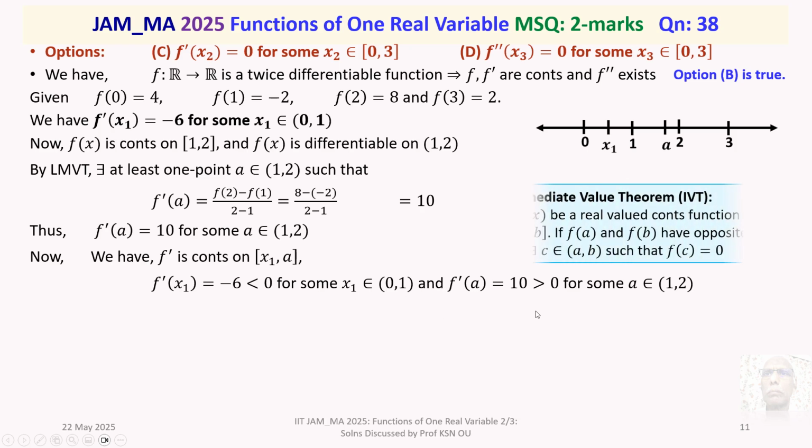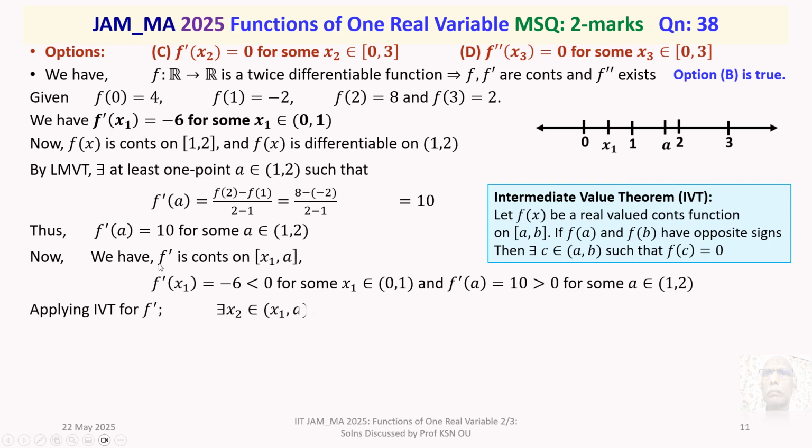So we will use the intermediate value theorem. What does the intermediate value theorem say? Applying the intermediate value theorem for f prime, there exists a point x2 in between x1 and A such that f prime x2 is 0. So it will be somewhere between x1 and A. x2 is here.